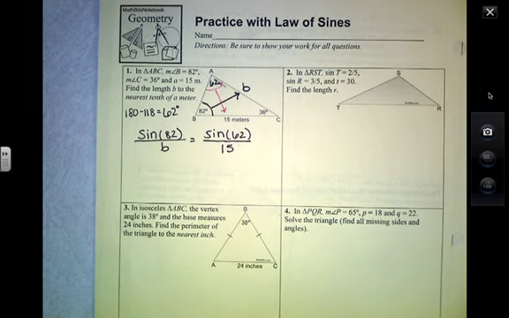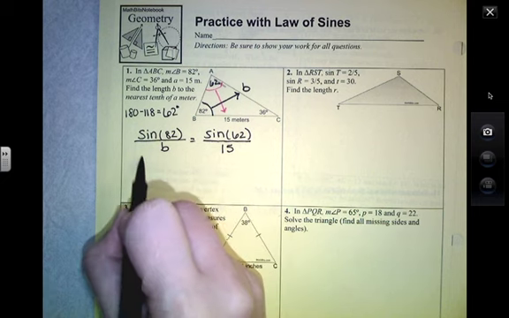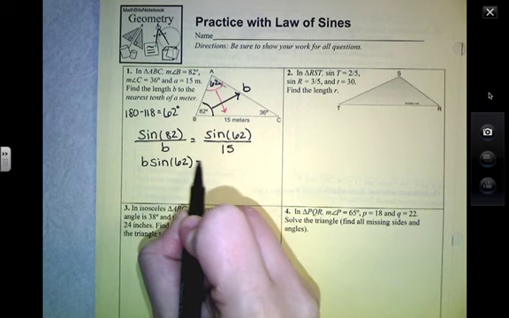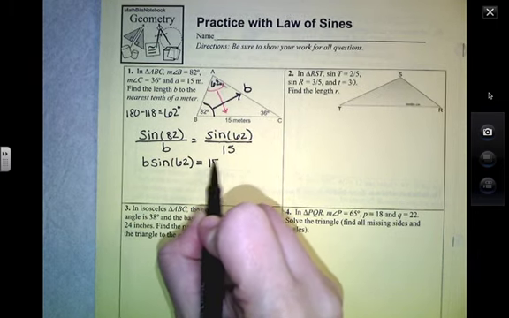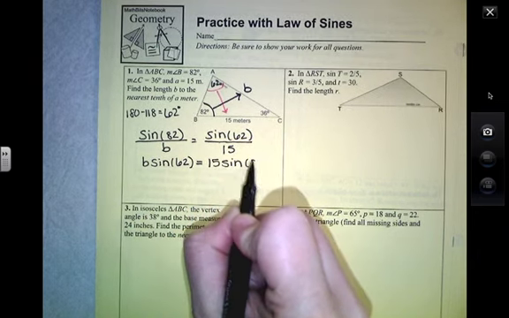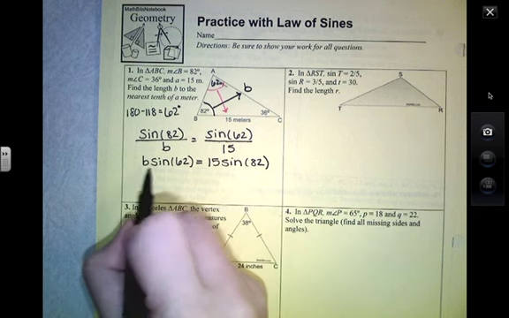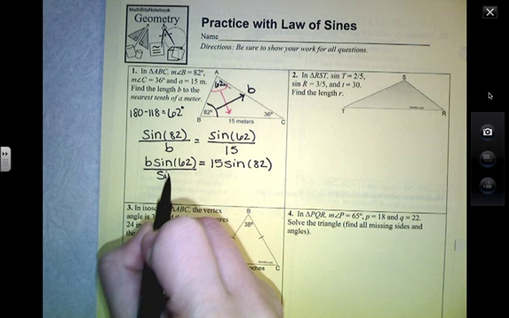Now you can cross multiply, and it's going to be a really good idea to leave these numbers exact instead of rounding in our calculator. This isn't going to be too bad. B times the sine of 62 is just B sine 62 equals 15 times the sine of 82. Instead of multiplying them, I'm going to just leave it like that. Then I can divide both sides by the sine of 62.